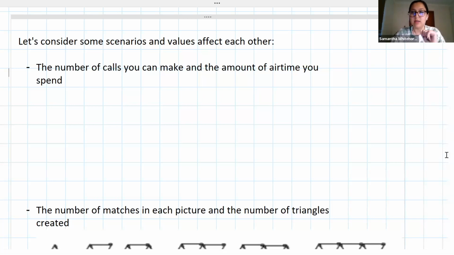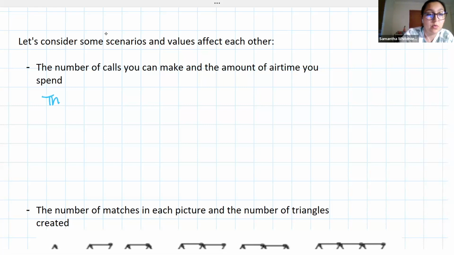Okay, I think we're all on the same page and we all understood me in the end. The more calls you make, the more airtime you spend. So let's put that into words. The more calls we make, the more airtime is spent.